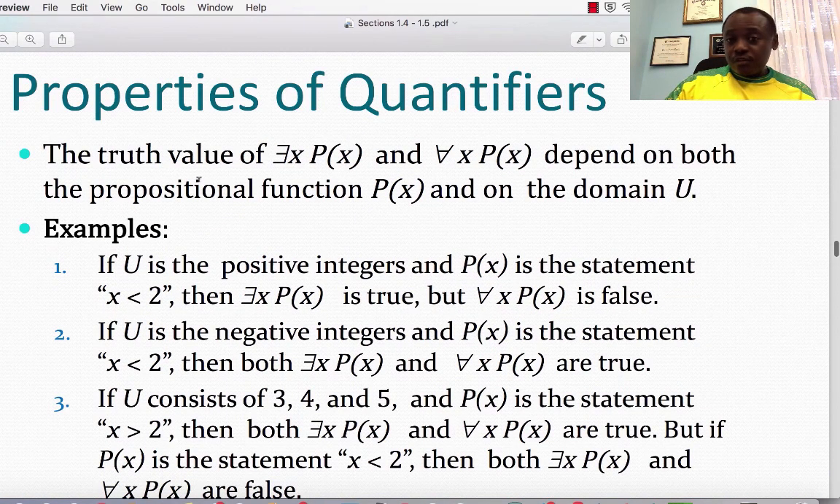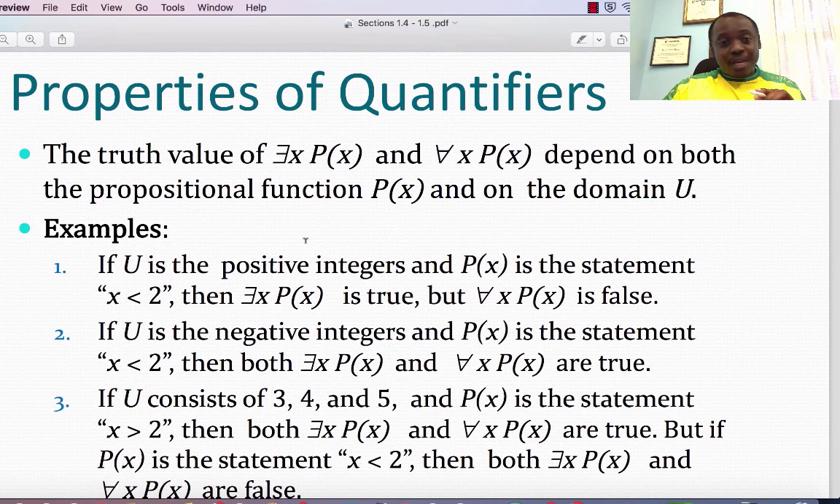Again, the truth value of there exists X, P of X and for every X, P of X depend on both the propositional function P of X and on the domain U. So watch out very carefully for the domain. Don't just look at the propositional function and say, oh, this is obvious. No, the domain matters a lot.